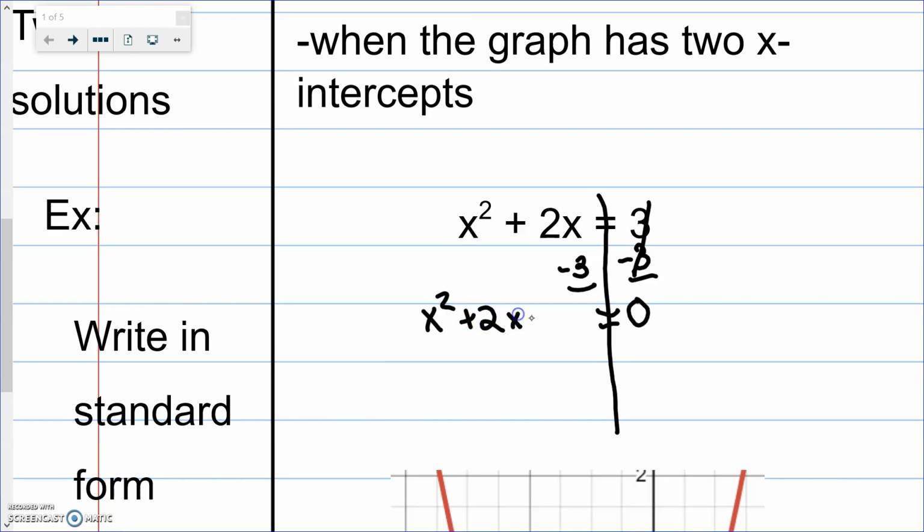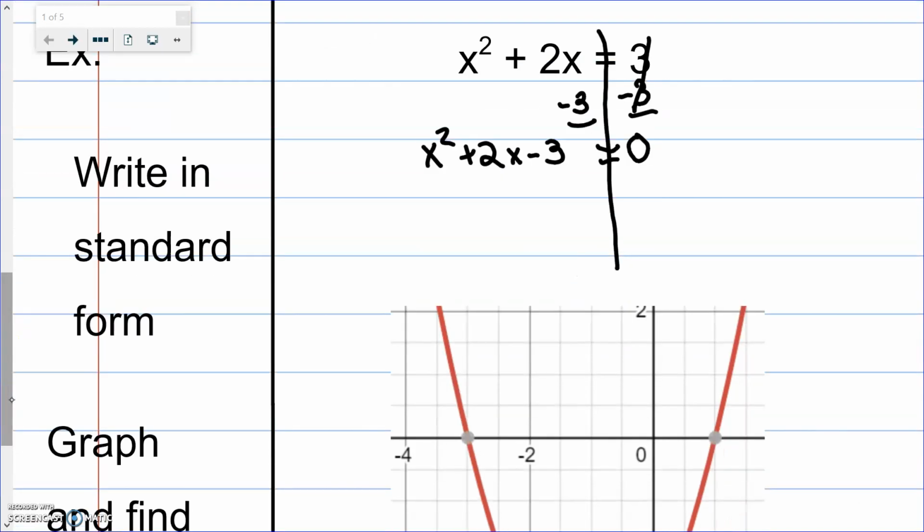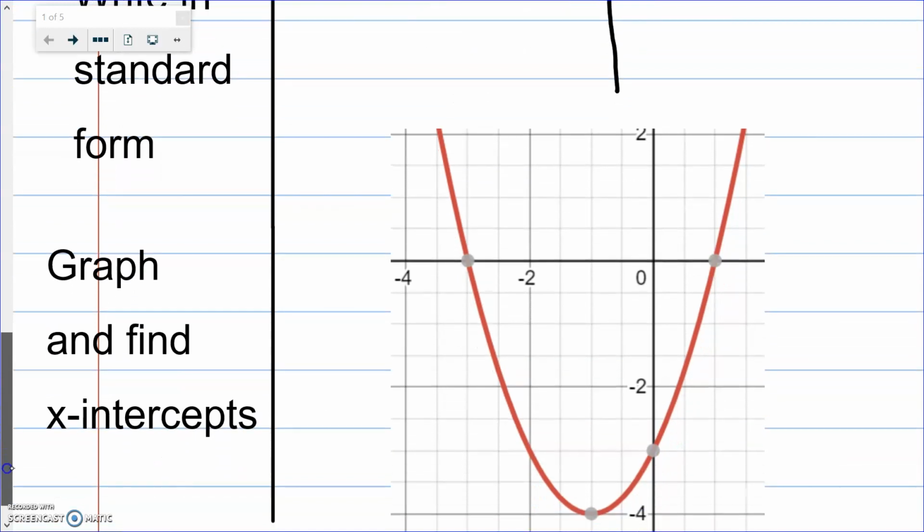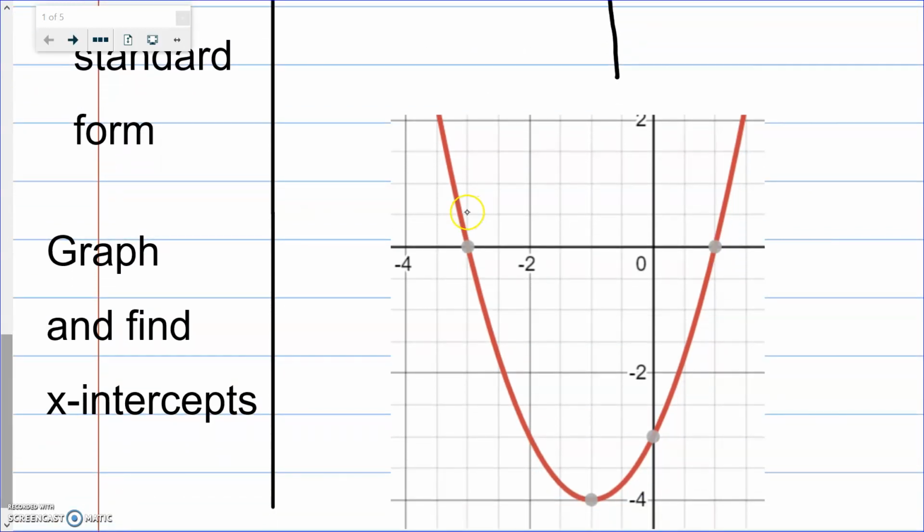You have to think back to your previous algebra classes. You can only combine like terms. 3 is not like anything else, so we just bring everything down, and there we are: x squared plus 2x minus 3. We then go to desmos.com and we graph it. Once we graph it, we see that the graph crosses the x-axis twice, and so we have two real solutions.